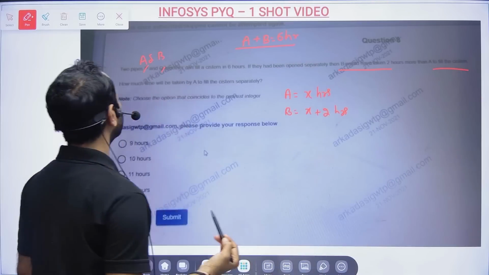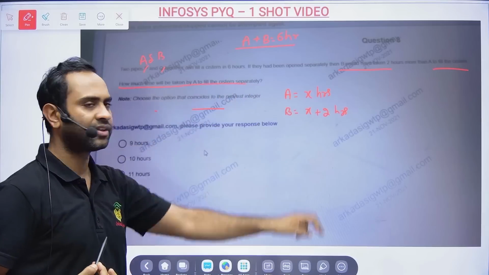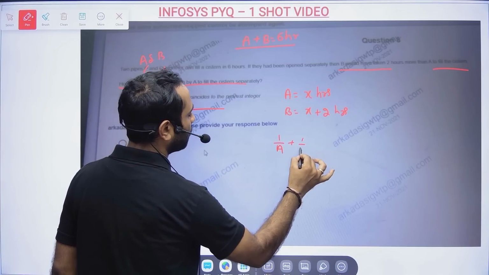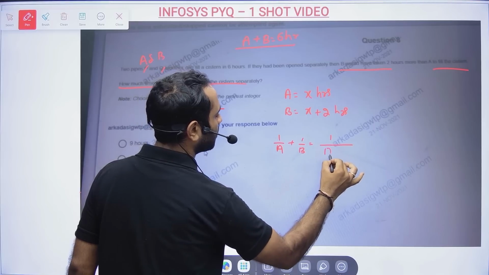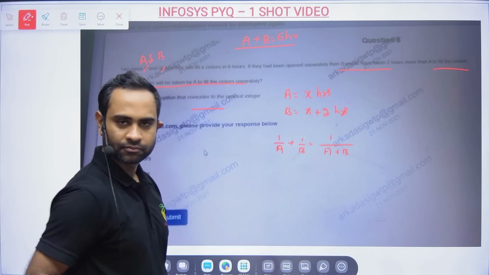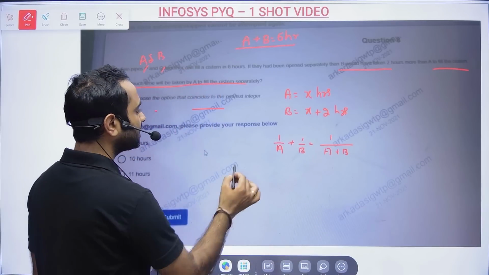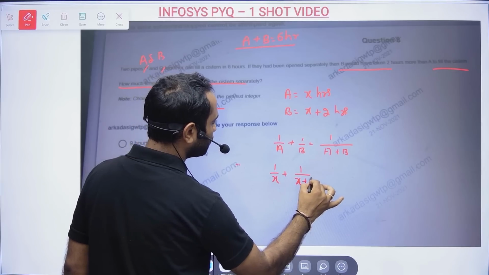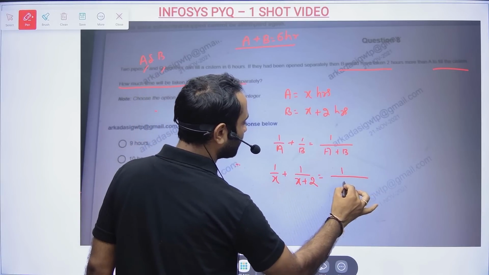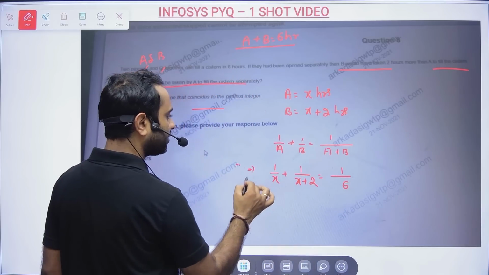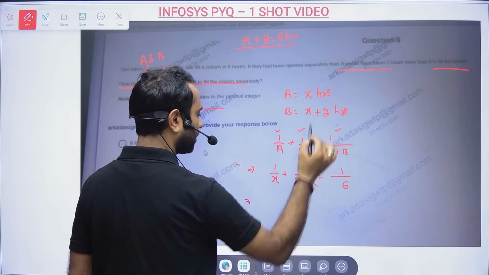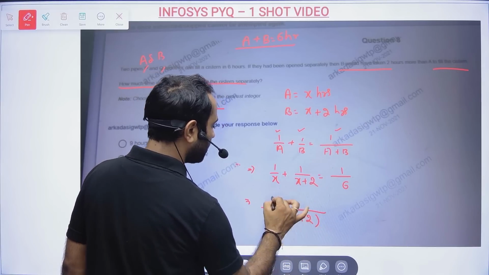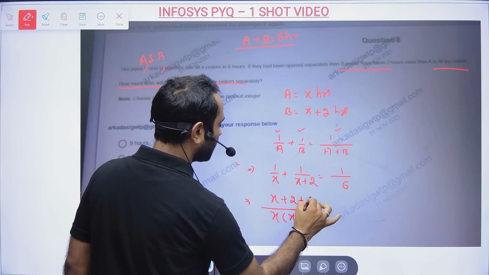So the time taken by A to fill the cistern separately, no problem. We know 1 by A plus 1 by B is equal to 1 by (A plus B). So 1 by x plus 1 by x plus 2 is equal to 1 divided by 6, that is their 1 day work together. Now a quadratic equation will come into the picture: x into x plus 2 in the denominator, and in the numerator x plus 2 plus x.